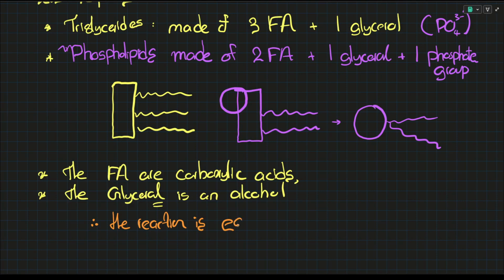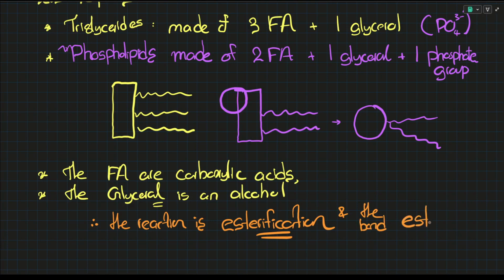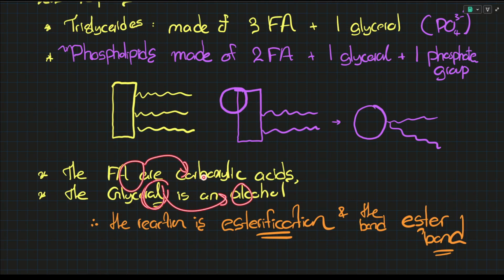Do you remember esters? Therefore, the reaction is called an esterification reaction, and the bond formed is an ester bond. Nothing different from organic chemistry. Carboxylic acids are the fatty acid type. Glycerol is the alcohol type. When a carboxylic acid reacts with an alcohol, what you get is an ester. The process is known as esterification, and the bond formed is an ester bond.